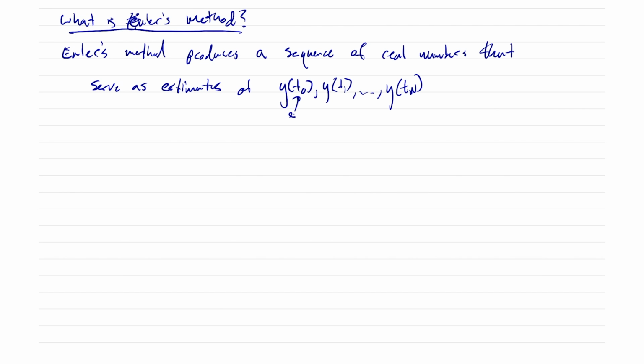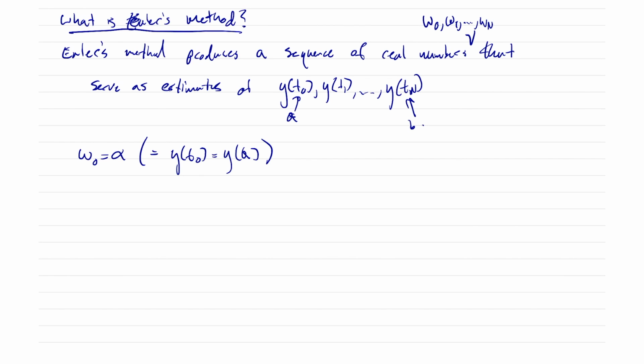Remember, t naught is a and tn is b. So, what are these real numbers? Well, these are, say, w naught, w1, all the way up to wn following Burden. And so, how do we define them? Well, we set w naught equal to alpha, so we get a perfect approximation of y of t naught. In parentheses, I say this is the same as y of t naught, which is the same as y of a, because part of the initial value problem is that the initial point is given.